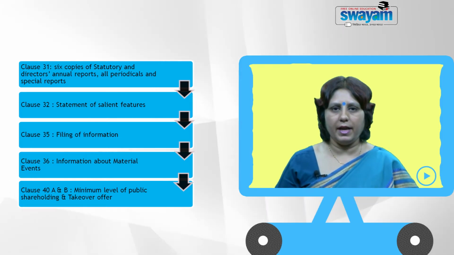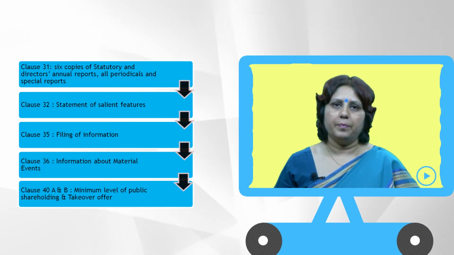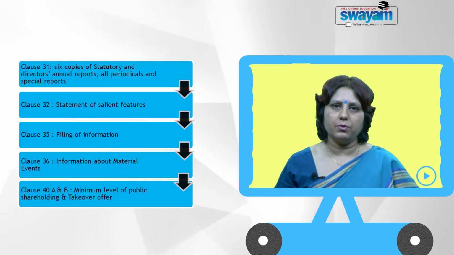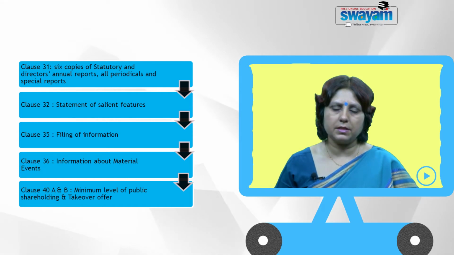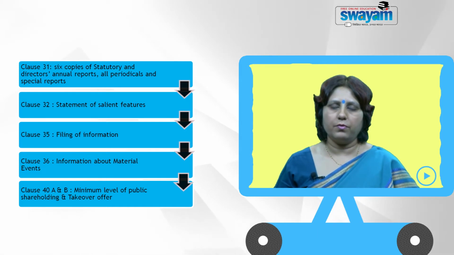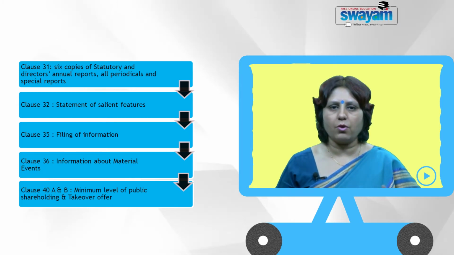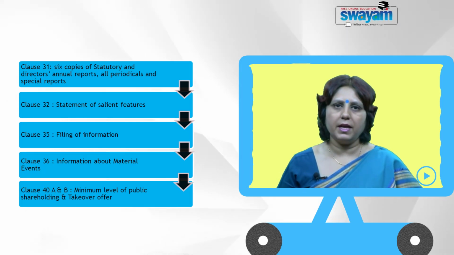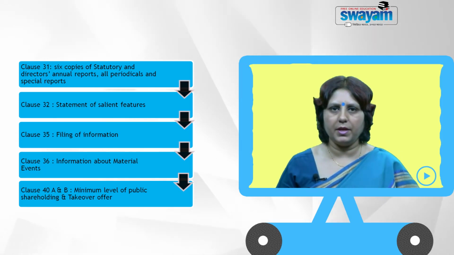Then under clause 40A and 40B, the minimum level of public shareholding and takeover offer has to be informed. Rule 19 of the SCRA rules has made it now compulsory that every public company should have a minimum of 25% public shareholding. So in the case of companies that do not have this requirement, the promoters have to offer their shares for sale, or offer their shares to the public. They can do it in the primary market, or they can do it in the secondary market also. So all details have to be given, and if there has been any takeover offer or acquisition offer for the company, the details have to be given by the company under this clause.